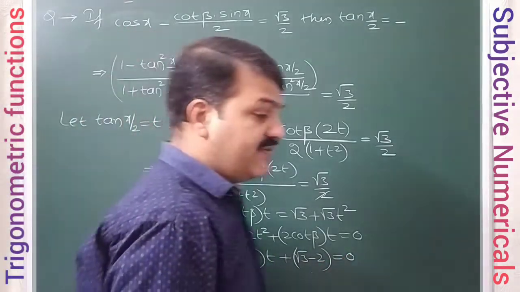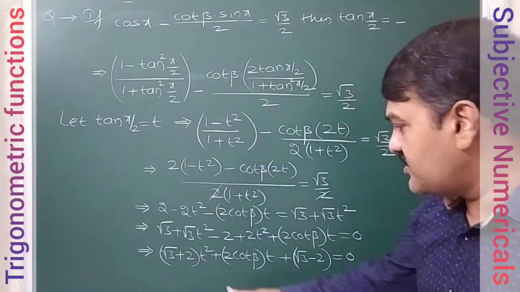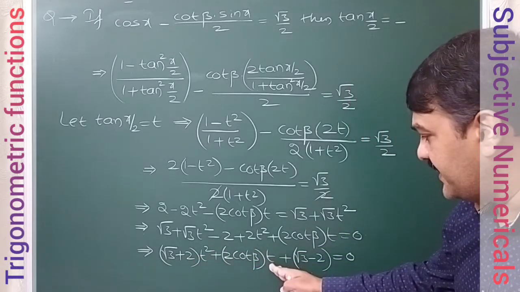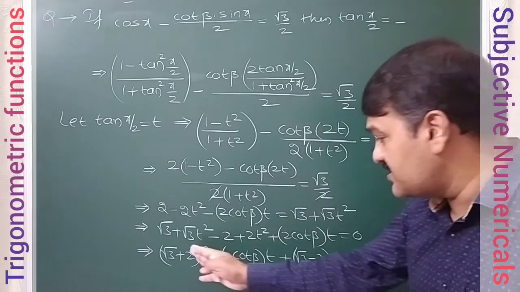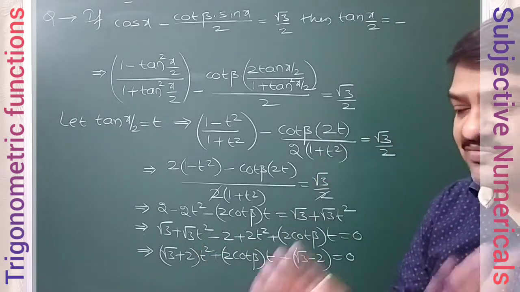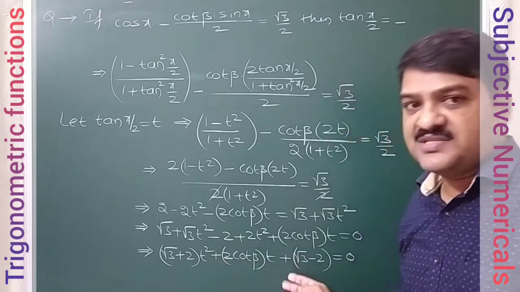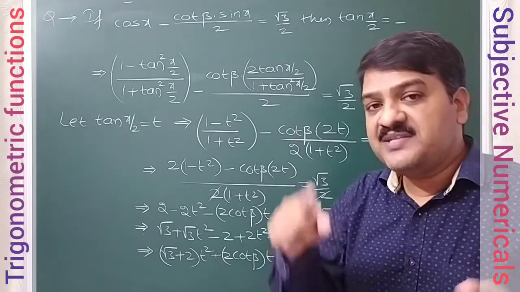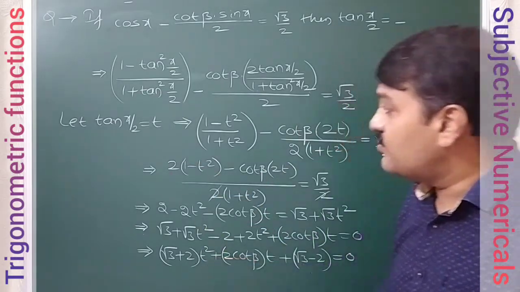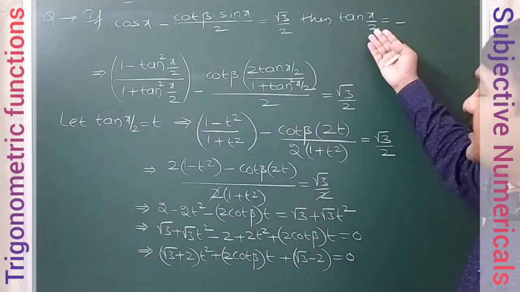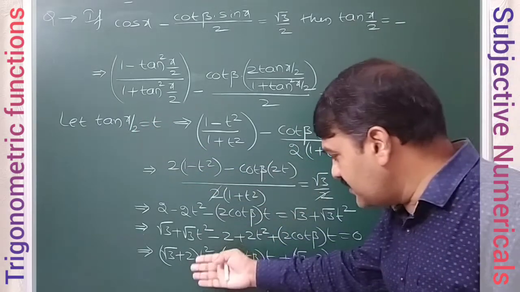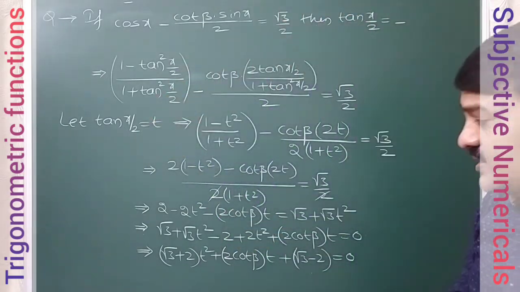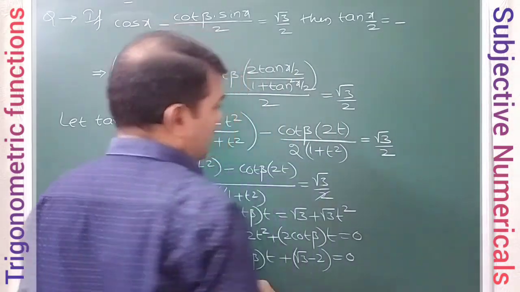Now clearly we have a quadratic equation in terms of t here. You can see some constant into t square plus some constant into t plus root 3 minus 2 is equal to 0. If we find the roots of this equation, we will get t values, and t is tan x by 2, which is what we have to find. So let us take the roots of this equation now.